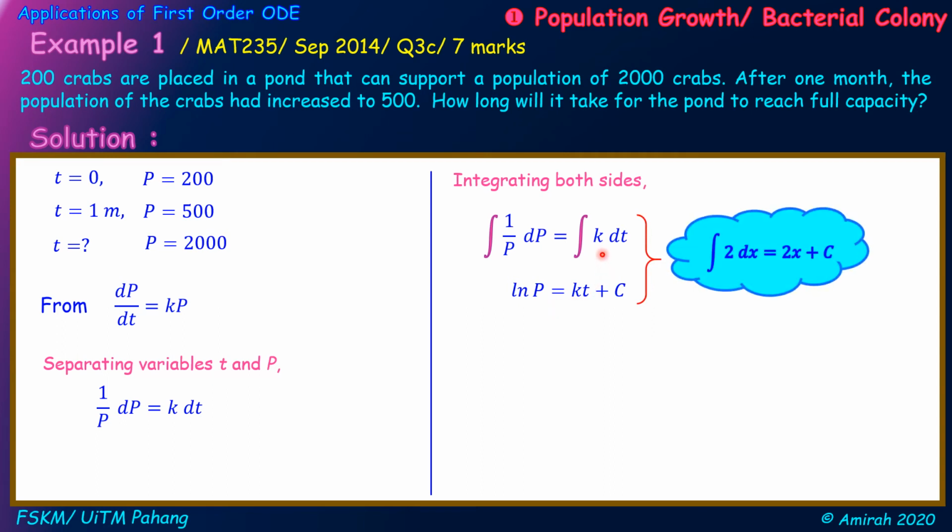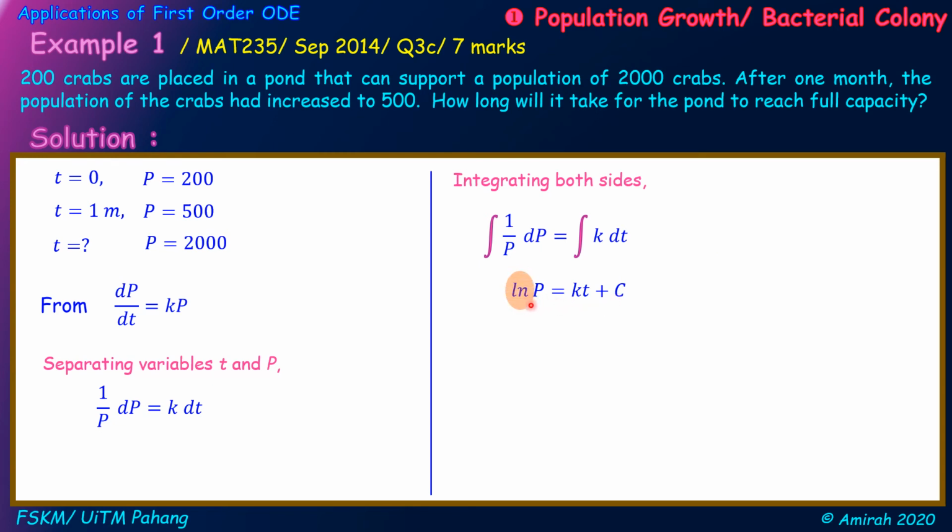For the right hand side, let's say if we integrate constant 2 dx, the answer is 2x plus c because we integrate with respect to x. Now we integrate a constant with respect to time, so when we integrate constant dt, we can write kt plus c.